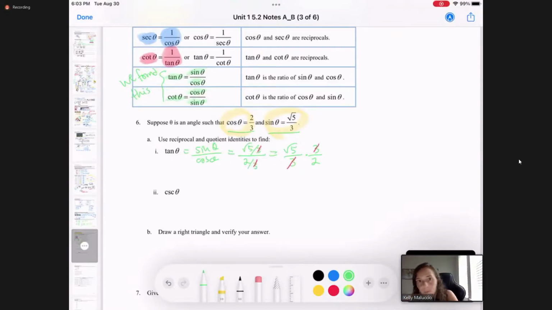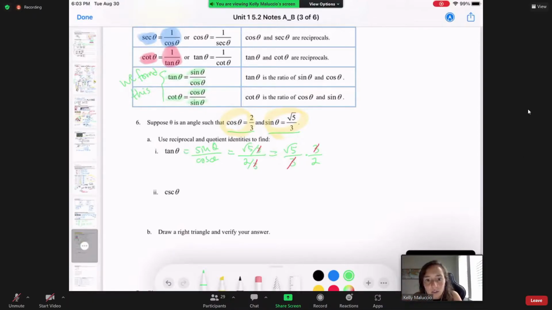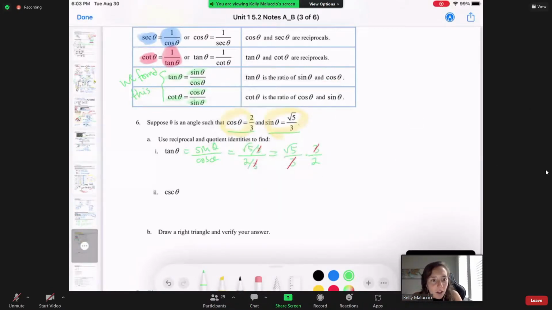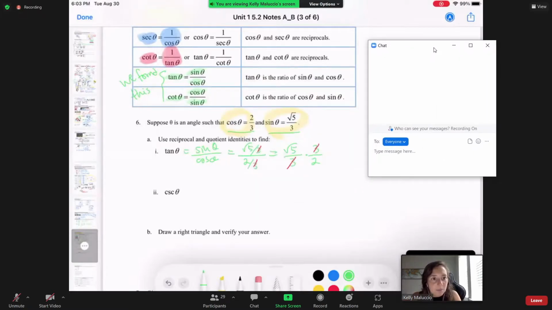Oh shoot, I'm also forgetting. I need to try to see Zoom on my computer to see the chat. Sorry, let me pull the chat up just in case there's any chatter. Okay, cool.